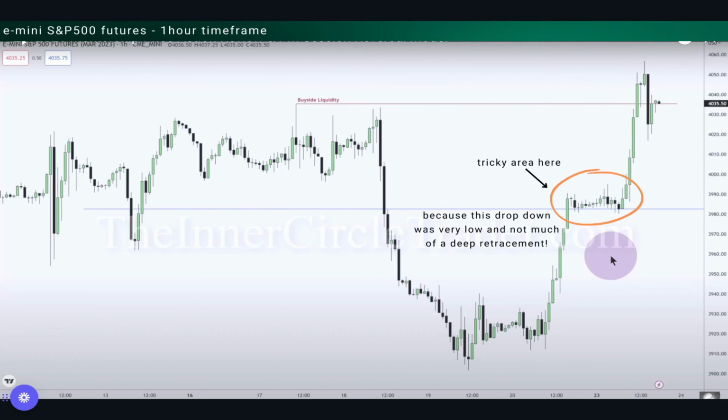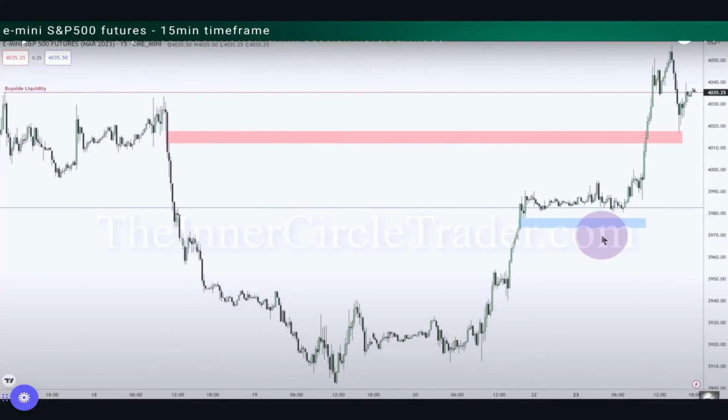ICT tells us that this area with an orange circle is tricky because this drop down of the price was very low and not much of a deep retracement. We have here, guys, two fair value gaps. The first one, the one in pink, is a balanced fair value gap because, as we can see, the price later on went back and revisited that level, while the fair value gap in blue is still open.